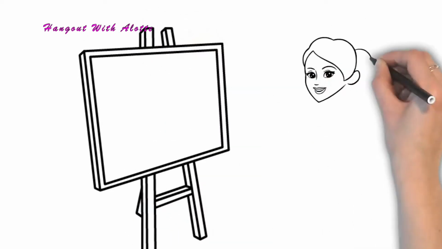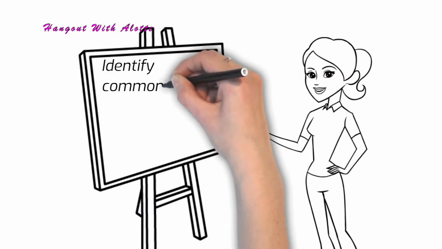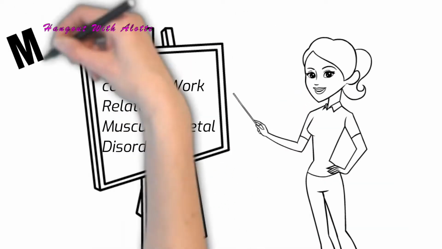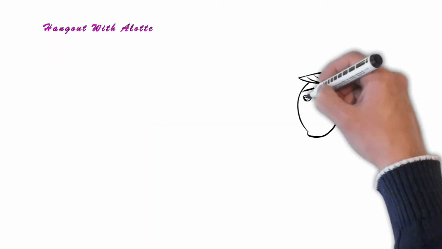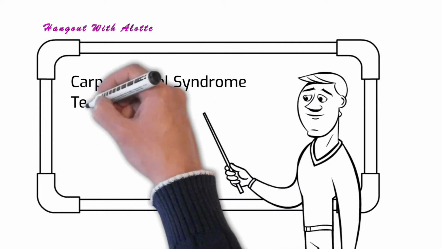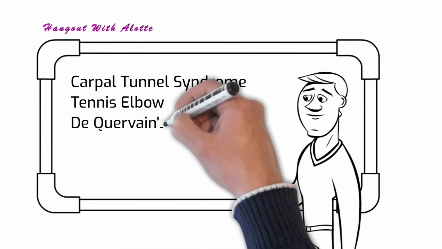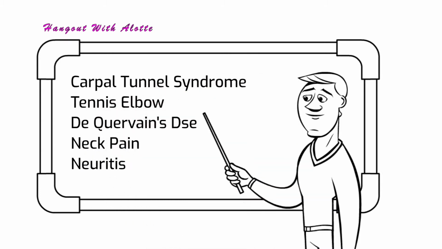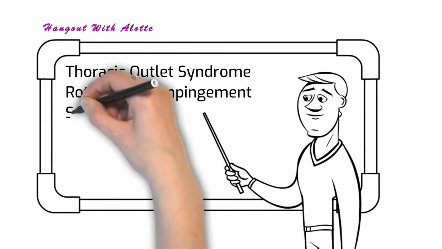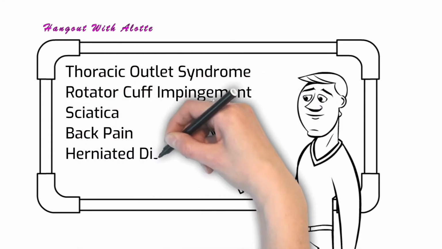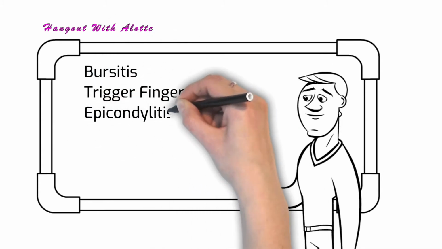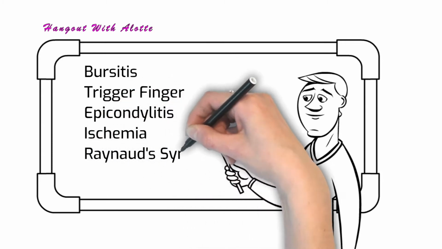In today's lesson, we are going to identify common work-related musculoskeletal disorders, otherwise known as MSD. These are the common MSD disorders: carpal tunnel syndrome, tennis elbow, de Quervain's disease, neck pain, neuritis, thoracic outlet syndrome, rotator cuff impingement, sciatica, back pain, herniated disc, bursitis, trigger finger, epicondylitis, ischemia, and Raynaud's syndrome.